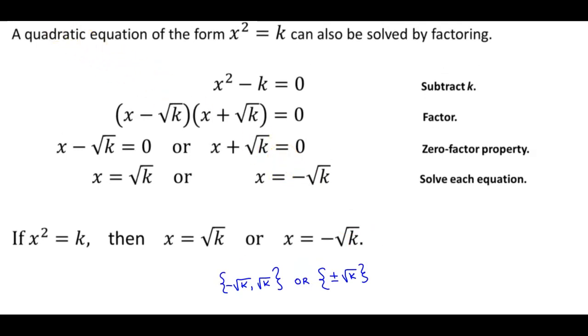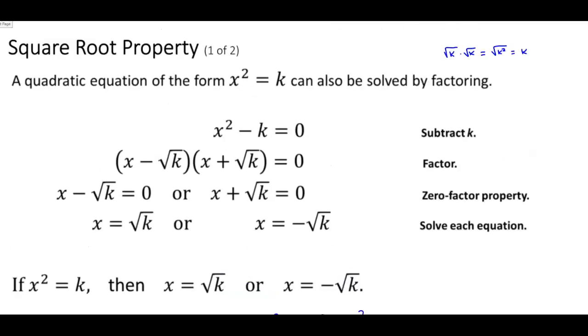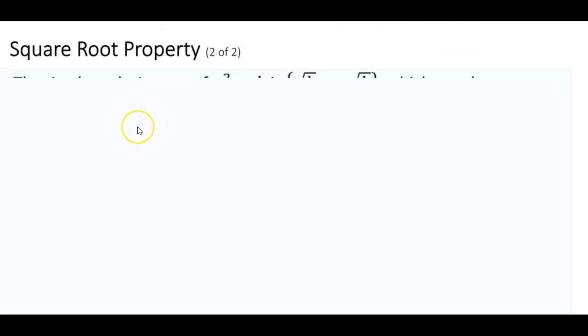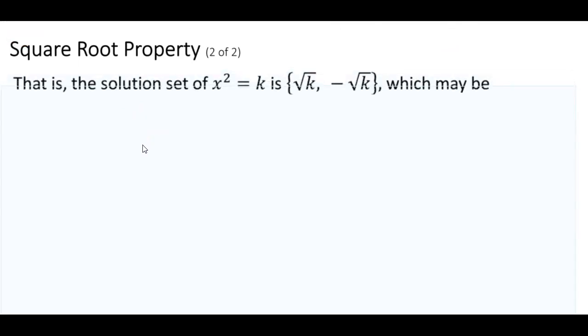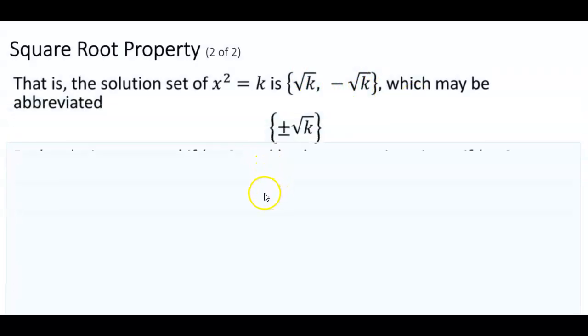Okay? But now we want to look at another particular property. So we're going to use, again, the square root property. In this case, the solution set of x squared equals k, we wrote as the square root of k, comma, negative square root of k. You usually write the smaller number first, but it doesn't matter which one you write first or second. It's just kind of proper order when you think about the number line. And this also may be abbreviated, like I said in the previous example, as plus or minus the square root of k, embraced in braces.